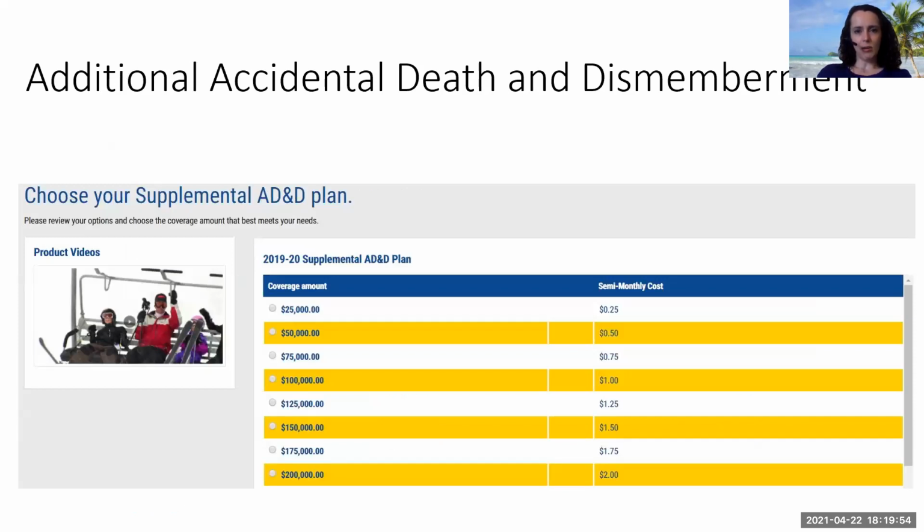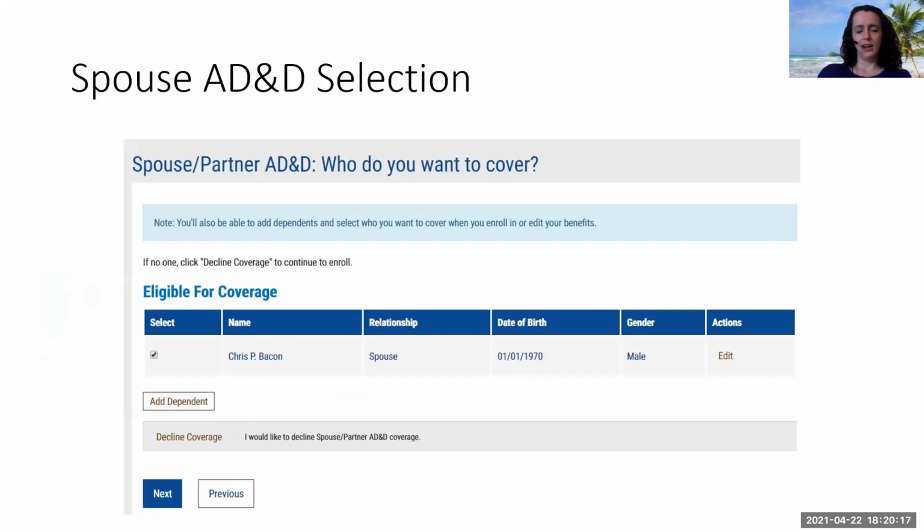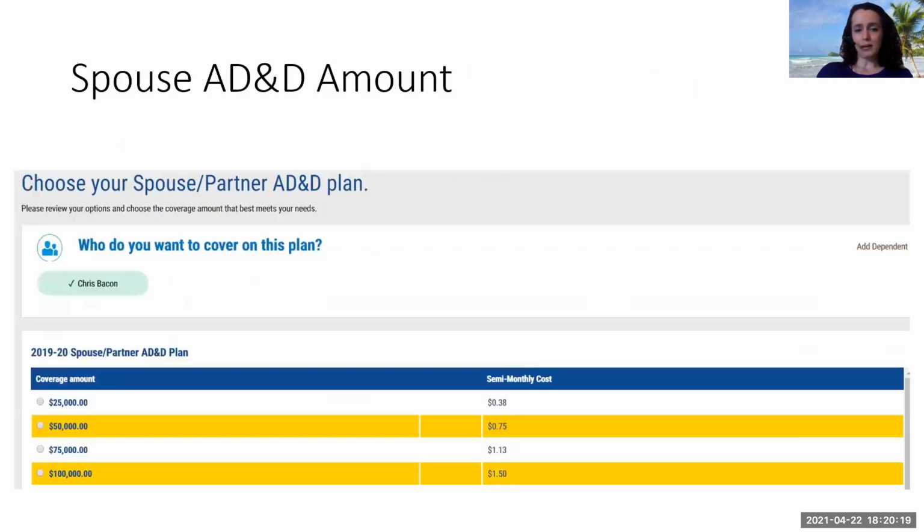Additional accidental death and dismemberment. This is just additional. If you want it, you don't have to take it, but if you want to, you can definitely do this one. You can enroll in it or increase it without any evidence of insurability. That one does not apply to accidental death and dismemberment. But you do have to enroll in additional in order to get the spouse or child accidental death and dismemberment. So if you want it for your spouse, just select your spouse's name and then check which amount you want. This one you can lower at any time as well.